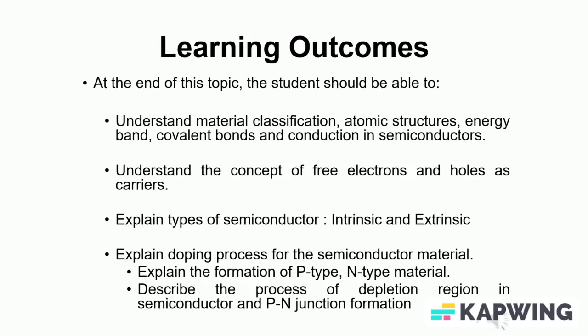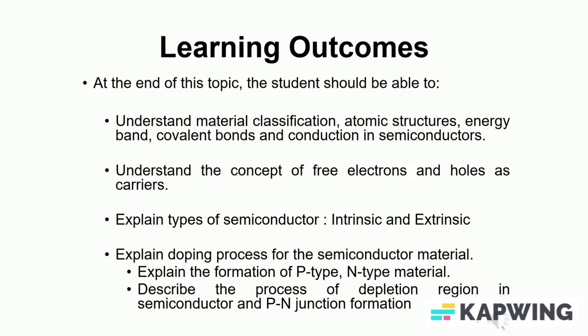Next, I will list the learning outcomes for Chapter 3. At the end of this topic, all of the students should be able to: first, understand material classification, atomic structures, energy band, covalent bonds, and conduction in semiconductors. Secondly, students need to understand the concept of free electrons and holes as carriers.